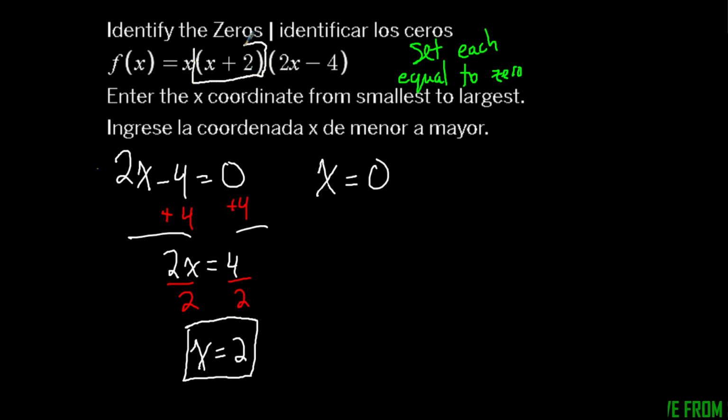And then same idea for this one. I set x plus 2 in parentheses equal to 0. So I have x plus 2 equals 0. I do my one step, which is take the opposite of that number inside the parentheses. So I subtract 2 from both sides.